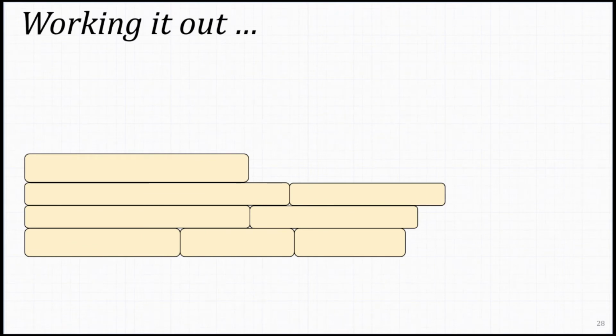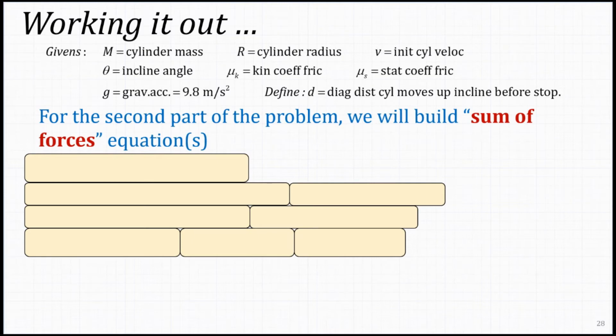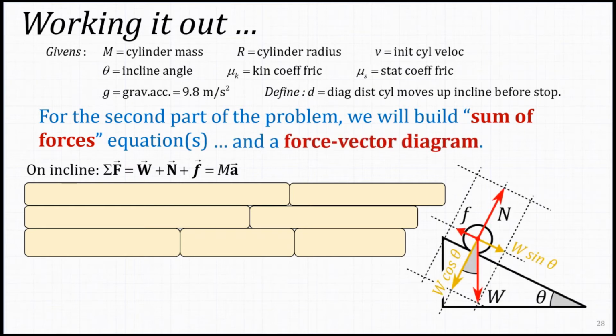So let's work it out in its idealized way. Here are our givens again. For the second part of this problem, we're going to build a sum of forces equation. We have the sum of forces equal to the weight and the normal force and the friction, and they all add together to produce an acceleration. A force vector diagram would be helpful also. Notice here that I've put the force as coming from the center of the roller, even though it would be applied at the contact point. I do this for geometric simplicity.